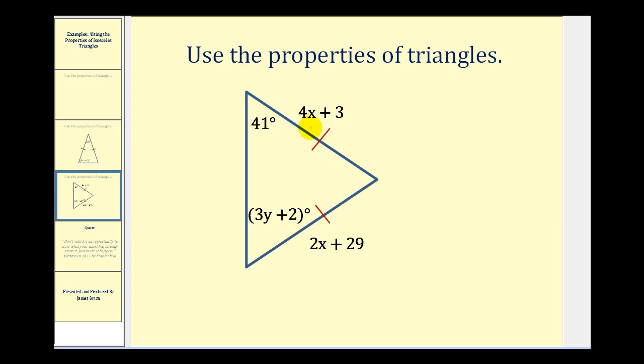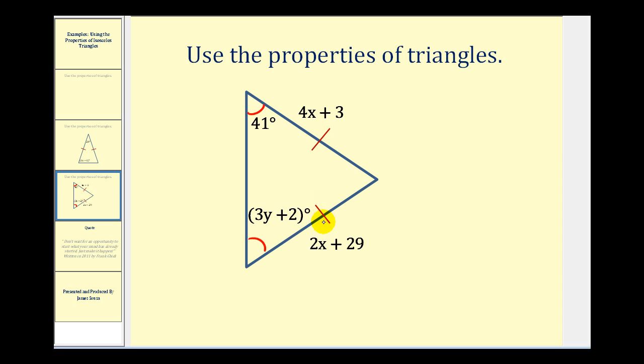We also need to remember from the isosceles triangle theorem that the angles that are opposite these two congruent sides are congruent as well. So this angle here is congruent to this angle here. So we need to take this information and determine the value of x and determine the value of y. Let's start by determining the value of x.